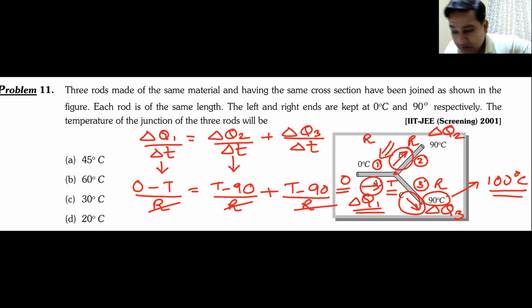And the value of T that comes will be equal to how much, my dear friends? So 3T is equal to 180, and T is equal to 60. T would be equal to 60 degrees Celsius.